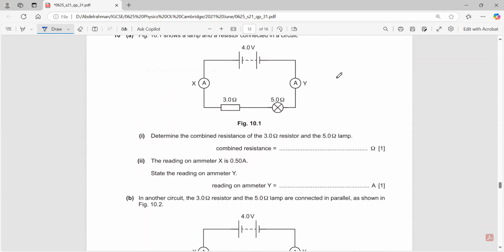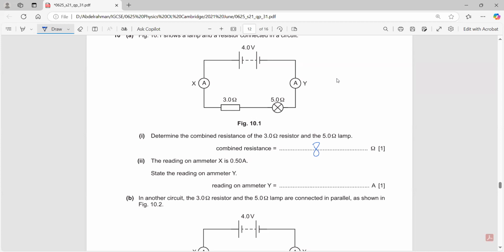Determine the resistance of the 3 ohm and the 5 ohm resistors. Definitely it's 8. They're in series, so we just add them up. The reading on the ammeter is 0.5 amperes. What's the reading on ammeter Y? 0.5 amperes, so current equals V over R, so I should find V over R.